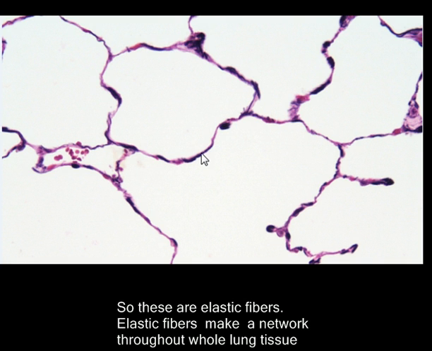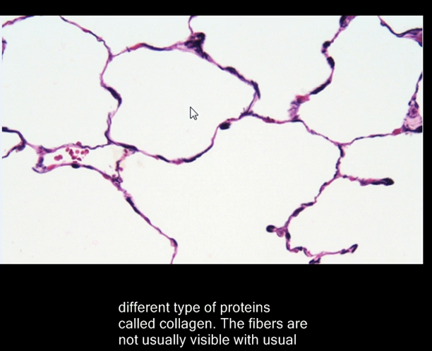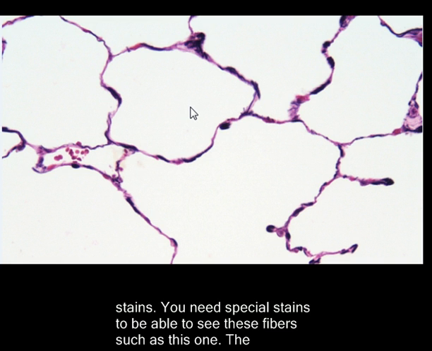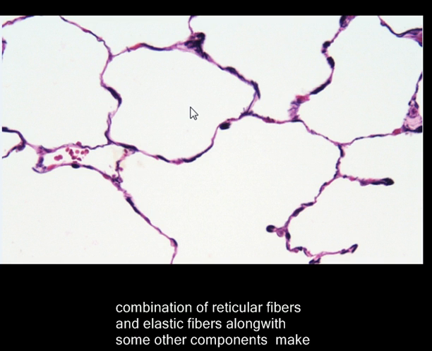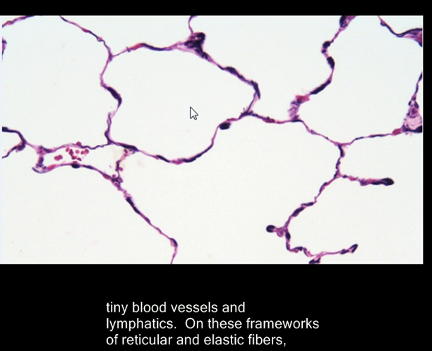This one here. So elastic fibers make a network throughout whole lung tissue. We also have reticular fibers surrounding elastic fibers, which are not visible here. You need to have special stains to be able to see elastic and reticular fibers. The combination of reticular fibers and elastic fibers, along with some other components, make what is known as connective tissue or interstitium of lung. Within interstitium, we also have tiny blood vessels and lymphatics.